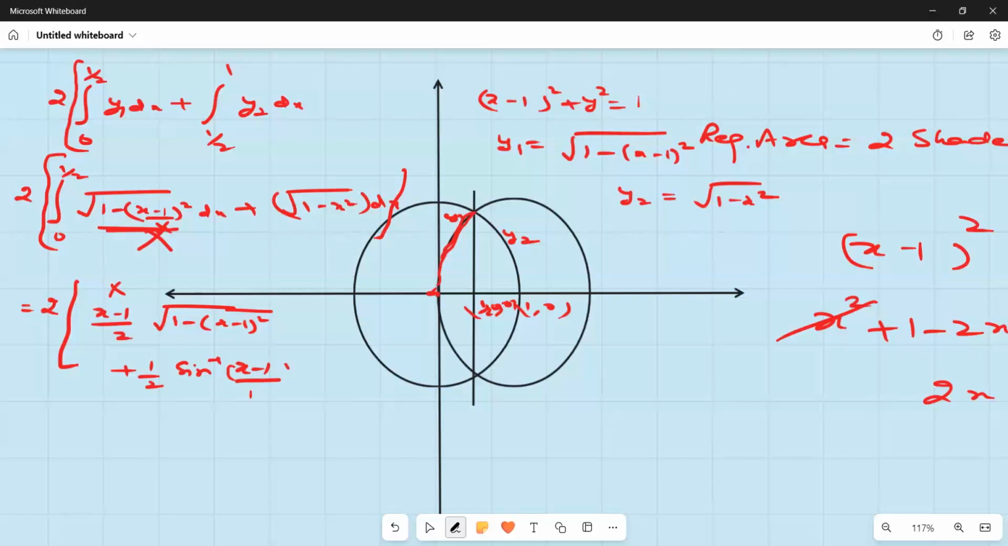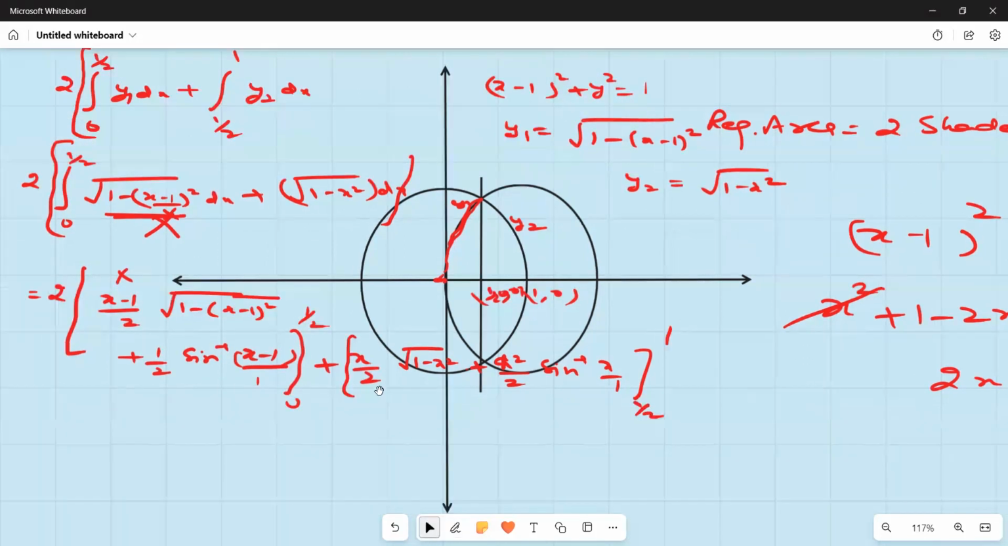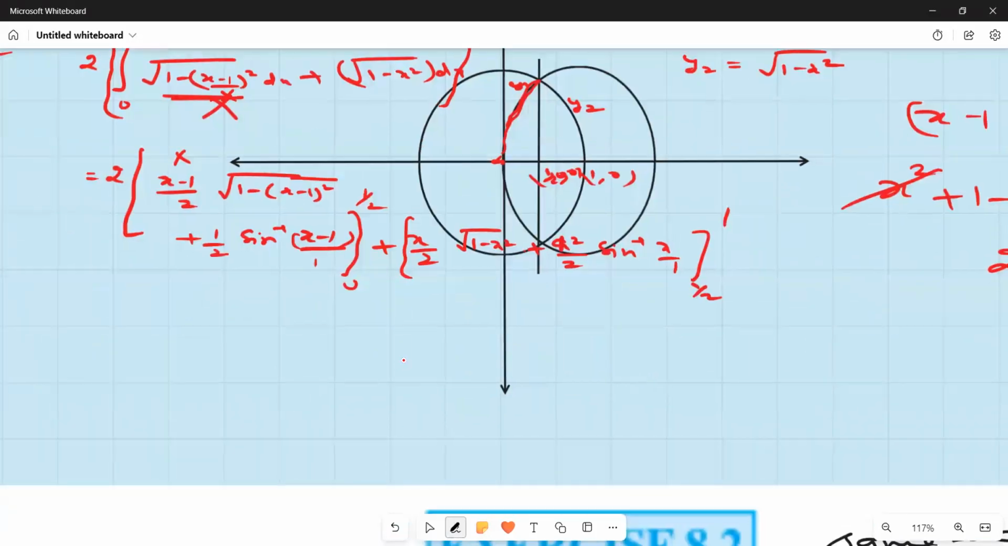So this is your first integration plus second integration is same only, x by 2 into 1 minus x square plus a square by 2 sine inverse x by a, right? Here the limits are 0 to half and here the limits are half to 1. So now substitute the values.